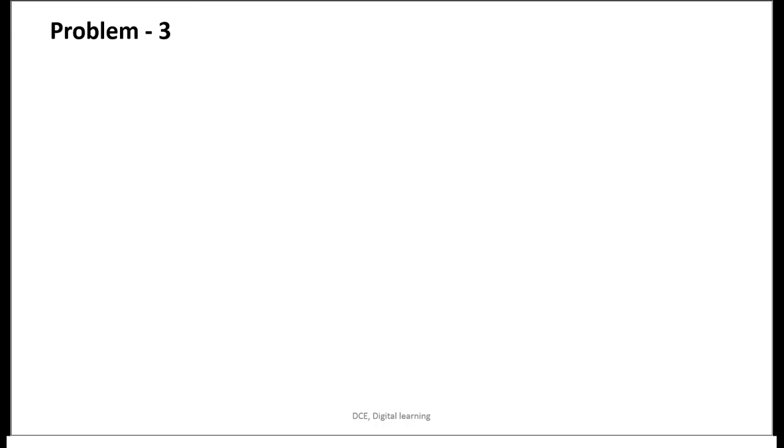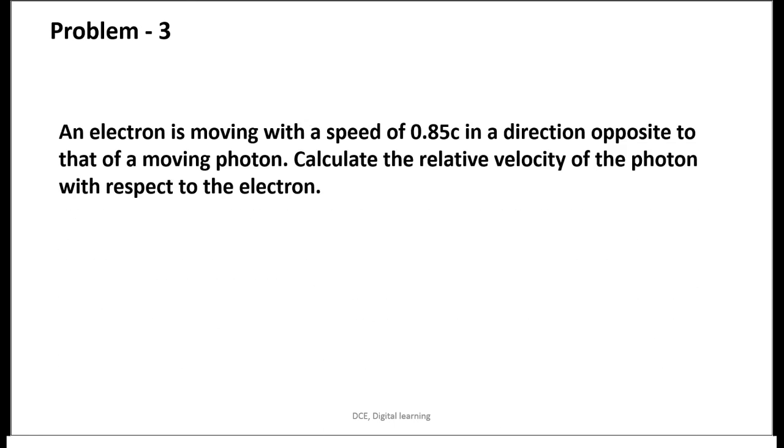And the third problem: an electron is moving with a speed of 0.85 c, where c is the velocity of light, in a direction opposite to that of a moving photon. Calculate the relative velocity of the photon with respect to the electron. So here the value of v is given, which is nothing but the speed of the electron, that is 0.85 c.